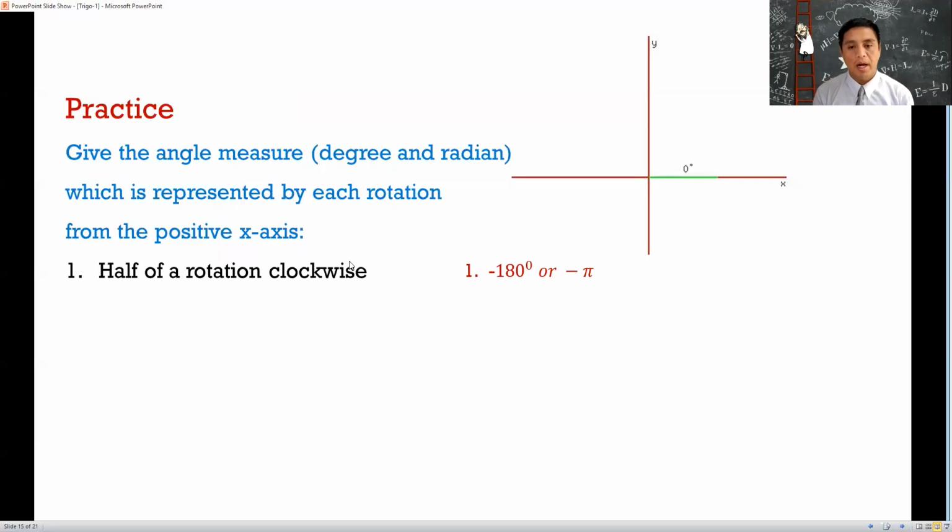Or negative pi radian, or negative pi only. Okay, 180 degrees is 1 pi radian, so negative 180 degrees is negative pi.